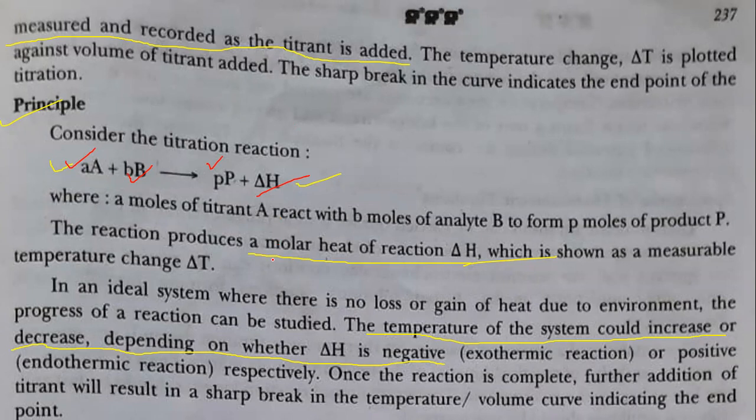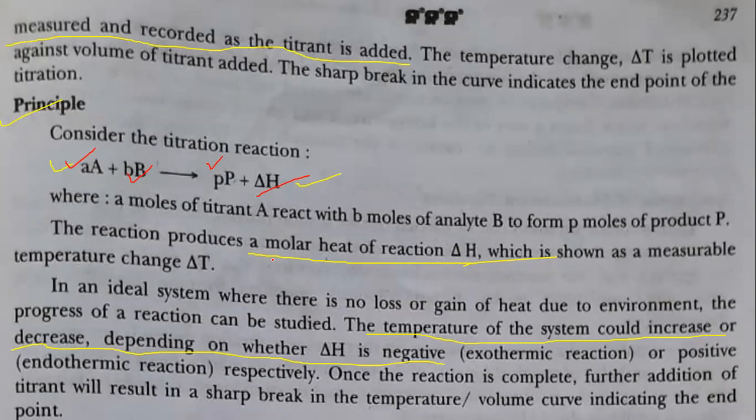In an ideal system, where there is no loss or gain of heat due to the environment, the progress of reaction can be studied. The temperature of the system could increase or decrease depending on the sign of delta H. If delta H is negative, the reaction is exothermic. If delta H is positive, the reaction is endothermic.